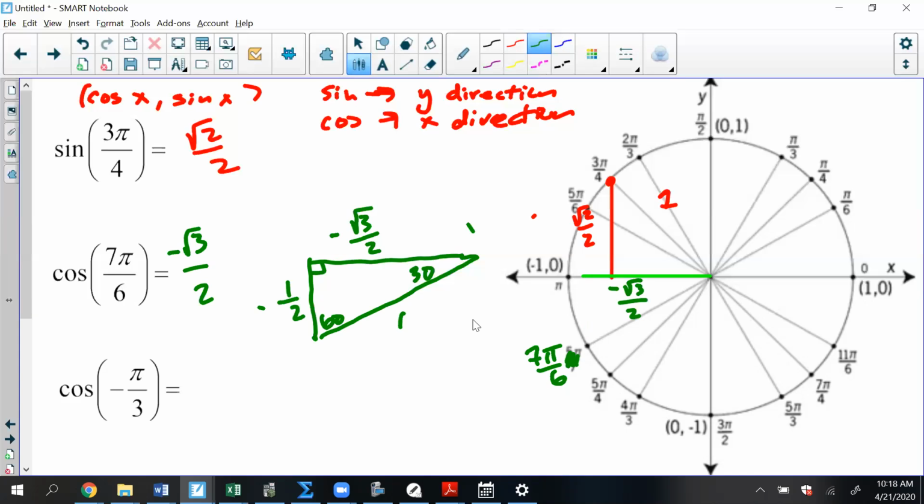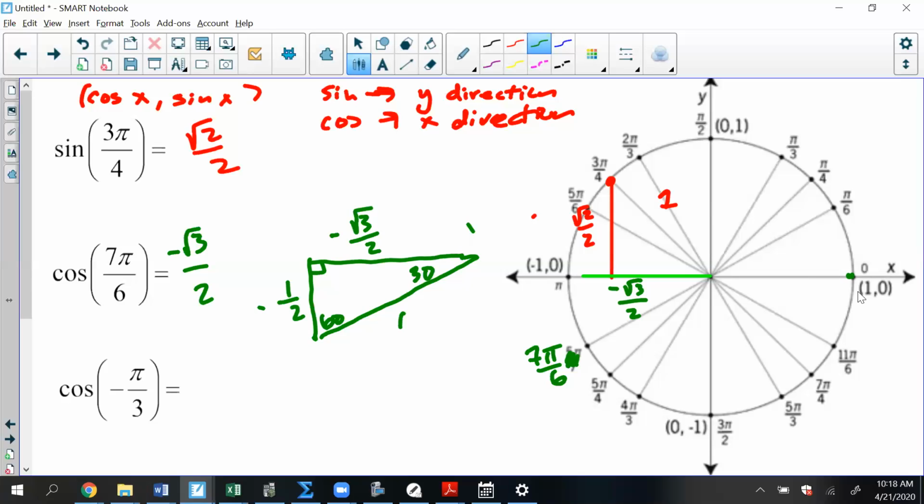Lastly, I wanted to introduce negative angles. Just like we always start at 1, 0, we still will. If it's a positive radian measure, we go counterclockwise. And now if we're going negative, we're going clockwise. So it's quote unquote not showing up on this picture, but I know a negative pi over 3, I'm going to go clockwise pi over 3.